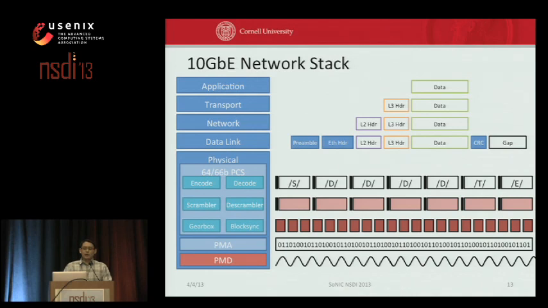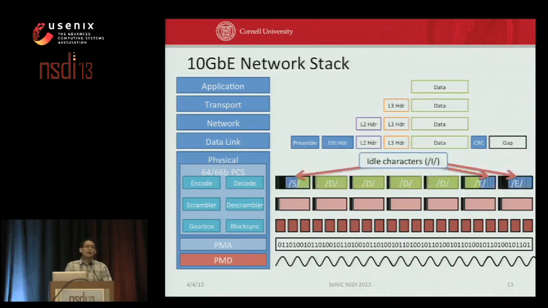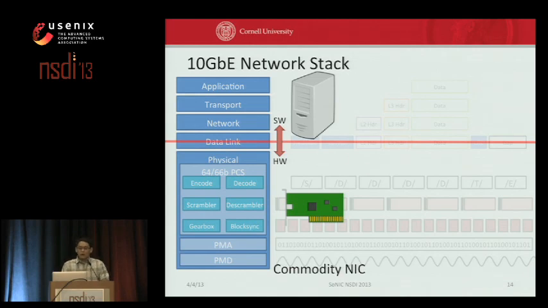Then the question is, where are the idle characters? The idle characters are embedded into some of the blocks while the physical layer encodes an Ethernet frame. Normally, a commodity network interface card puts the boundary between the hardware and software somewhere within the data link layer. Because of that, the idle characters between two packets can be discarded before delivering those packets to the higher layers, and the interpacket delays can be significantly perturbed because of the network stack overhead.